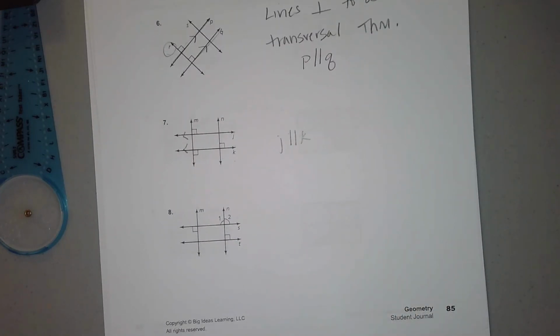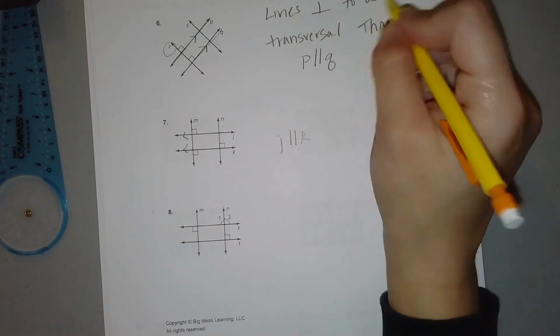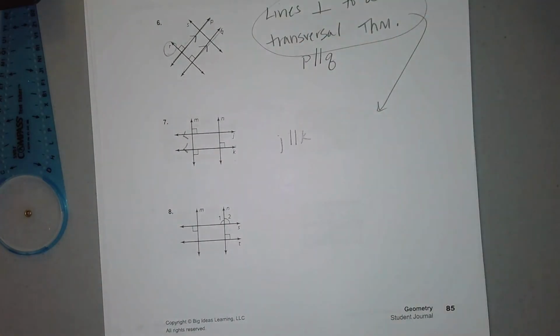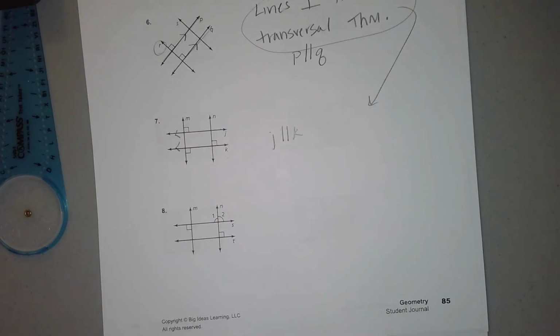The theorem I'm quoting here is, again, the same one we did up here: lines perpendicular to a transversal theorem. I don't know if there's another way. M is perpendicular to J, and M is perpendicular. Yeah, there's no other way to prove M and N are parallel. All right, let's go to number 8.